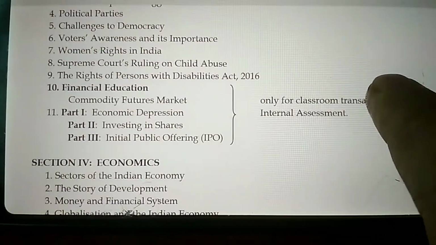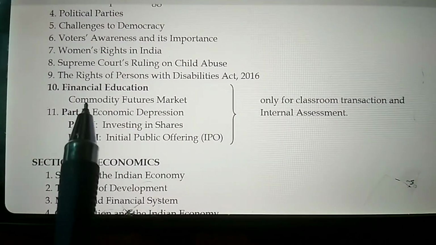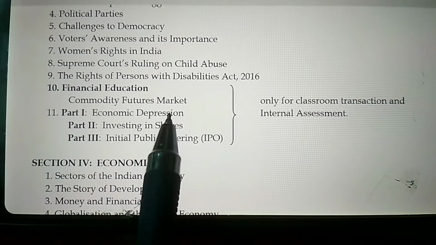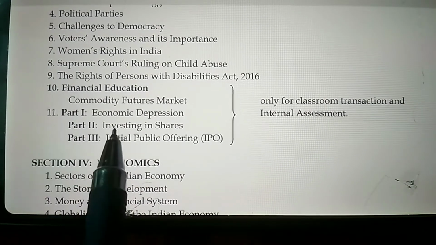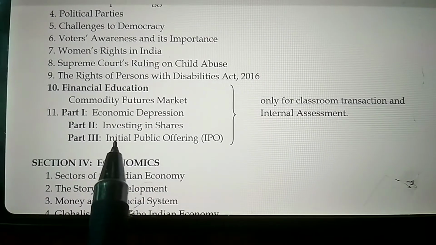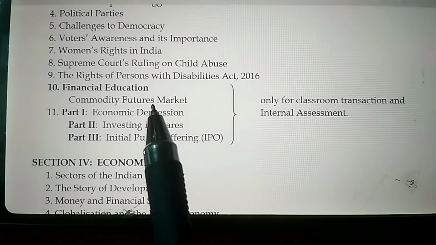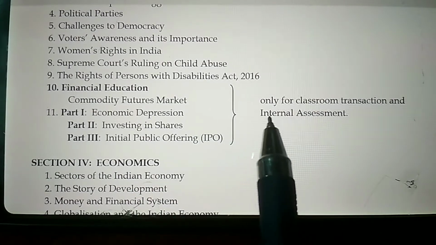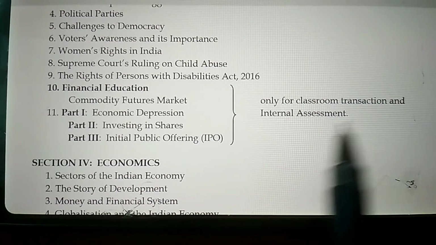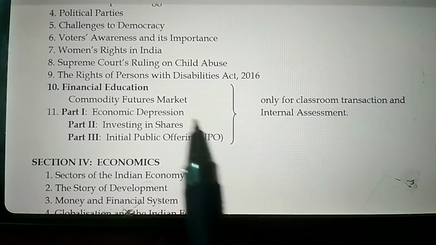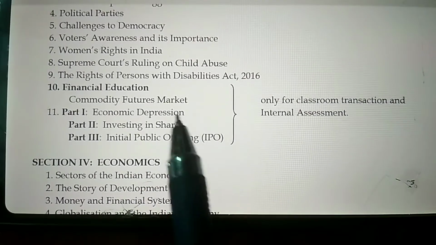And here, point number 10 and 11, financial education, commodity futures market. In point number 11, economic depression, investing in shares, initial public offerings, IPO. Point number 10 and 11, these are only for classroom transaction and for internal assessment. So in the board, you are not going to get questions from this section.